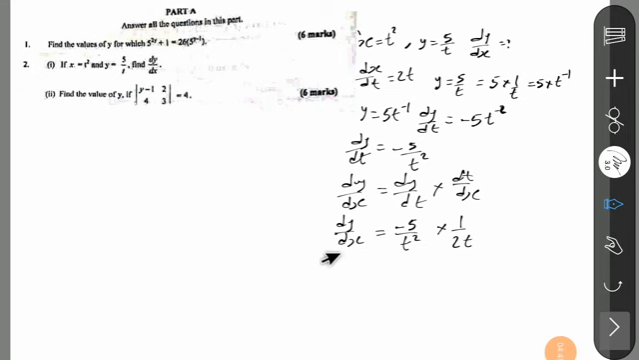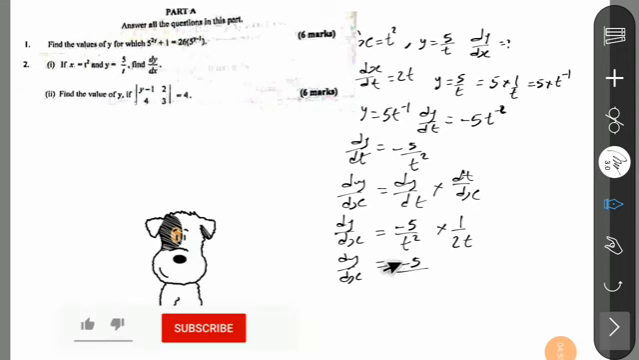So when you do the multiplication, dy/ds will be equal to minus 5 times 1, that is minus 5. And here we have t squared times 2t, that gives us 2t raised to the power of 3. So the next thing you have to do here now, you can leave your answer like this. This will be the answer. You can leave it like this, okay?